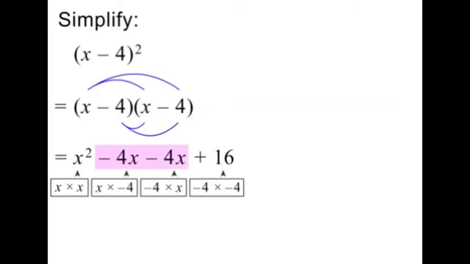We then need to add the like terms. Minus 4x minus 4x equals minus 8x. So the answer is x squared minus 8x plus 16.